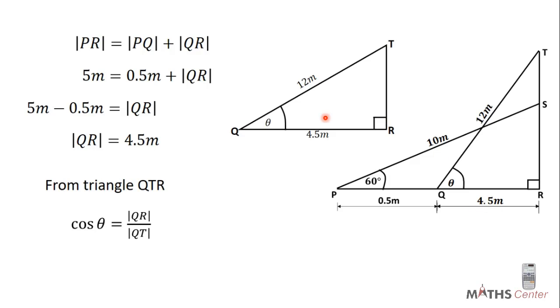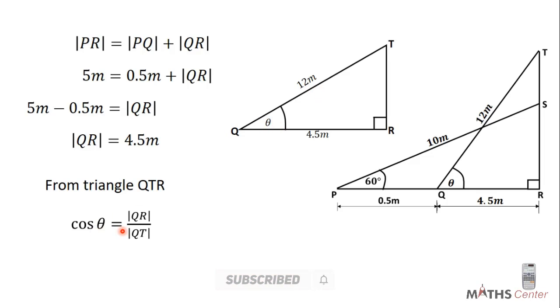Now, we know QR to be 4.5 meters. We know that the angle here is theta. So the angle at Q is theta. And we know QT to be 12 meters. So we can find theta using 12 meters and 4.5 meters. Now you can see from here that QR is adjacent to theta and QT is the hypotenuse. So we have adjacent, we have hypotenuse. We are going to use cos.